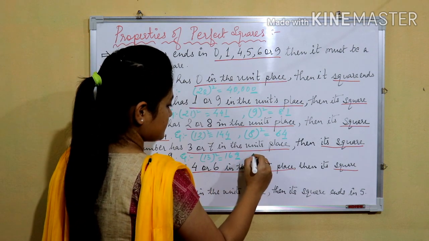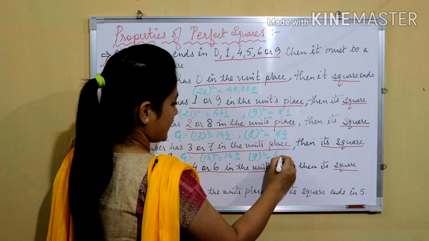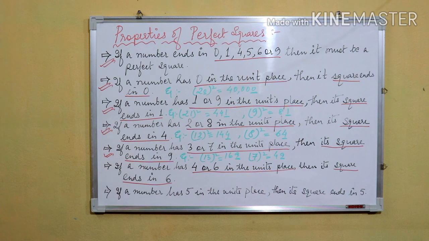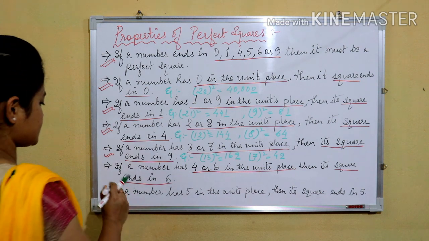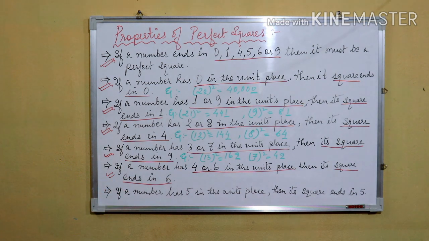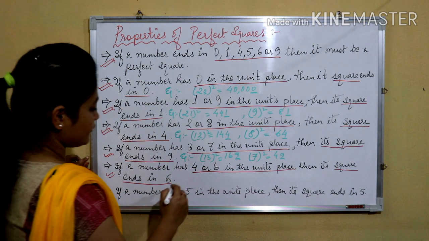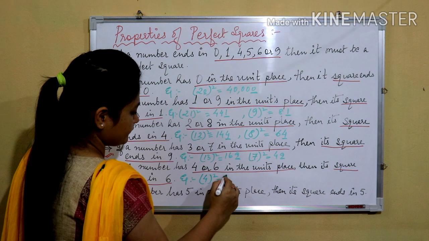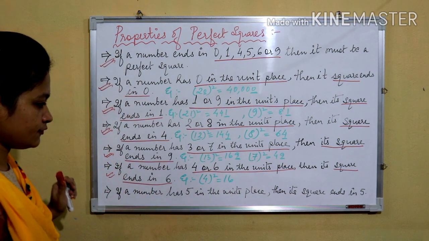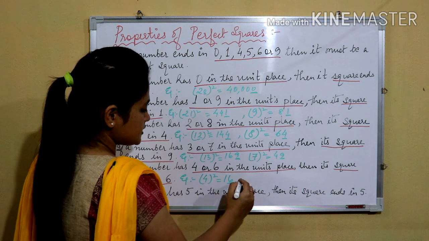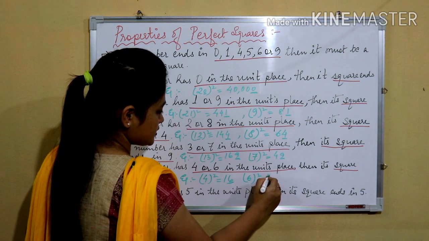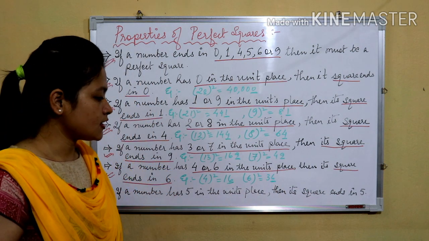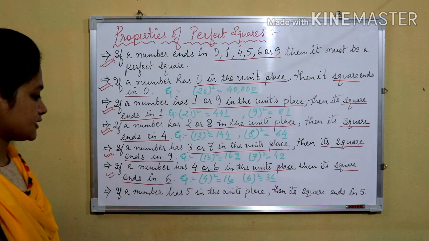Next, 7, which is 49, ends with 9. Then the next one, if the number has 4 or 6 in the unit place, the square of that number ends with 6. For example, suppose 4 into 4, 16, which ends with 6. Same way, if I write 6, which is 36, ends with 6.